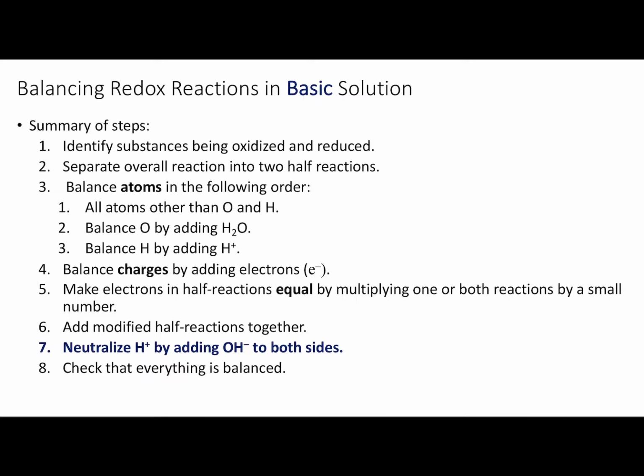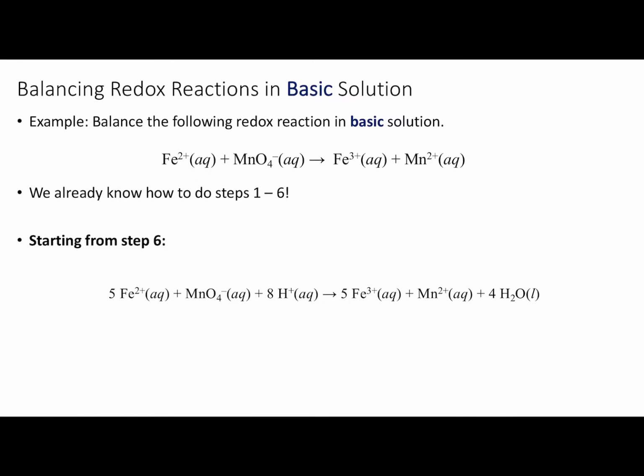So let's stick with the same example we've been working with. That is our reaction of Fe2+ with the permanganate ion to produce Fe3+ and manganese 2+. That was our original problem. We want to balance this now, instead of in acidic conditions, in basic conditions. We already know what to do in step 6. So at the end of step 6, just to remind us, we had 5 Fe2+, 1 MnO4-, 8 H+, 5 Fe3+, 1 Mn2+, and 4 H2O. So we had this balanced equation right here.